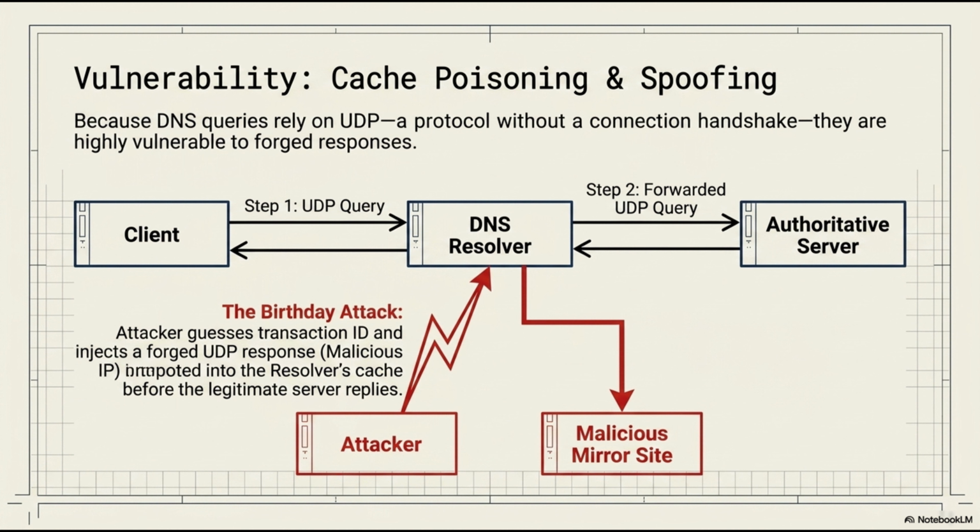DNS was originally designed without strong security controls. As a result, attackers can attempt cache poisoning attacks by sending forged responses to a resolver. If successful, users may be redirected to malicious websites while believing they are visiting legitimate destinations. This technique can be used for credential theft, malware delivery, or traffic interception. Modern security controls such as DNSSEC help reduce these risks.